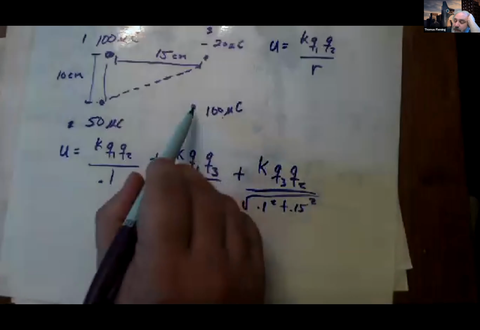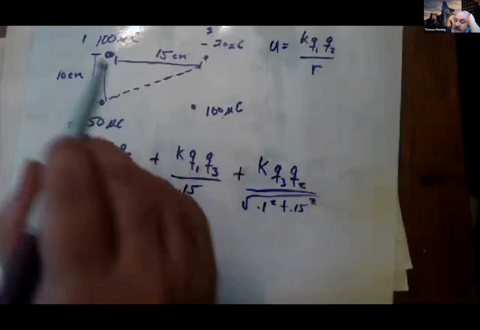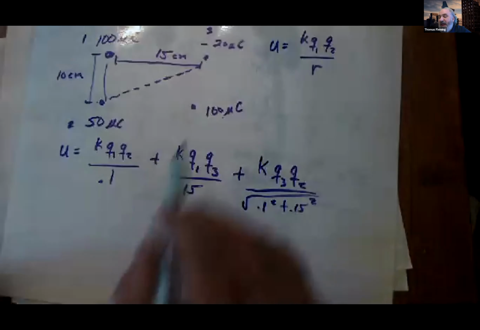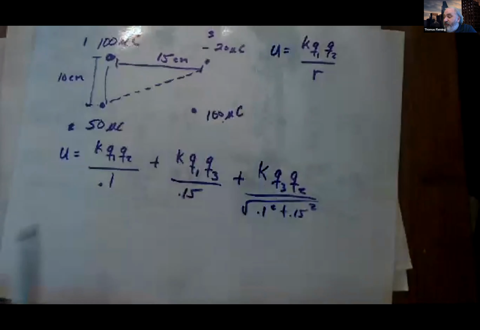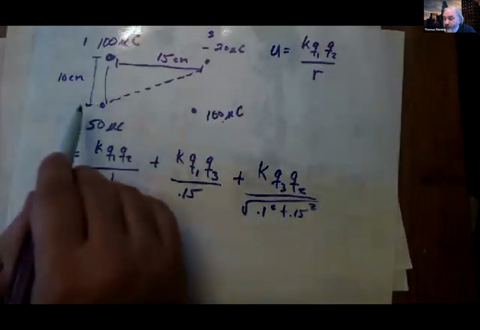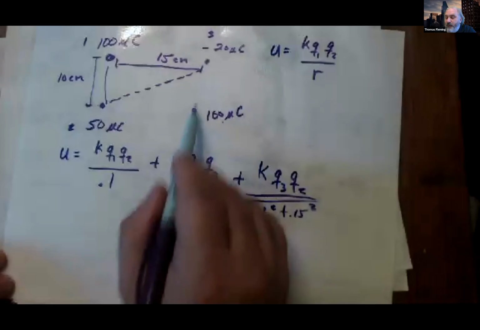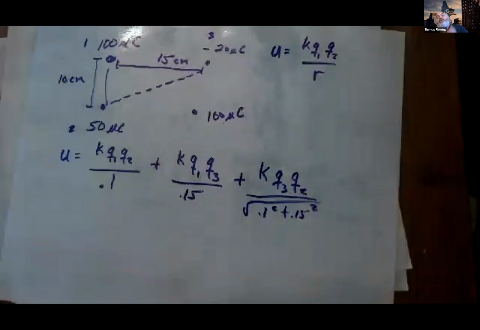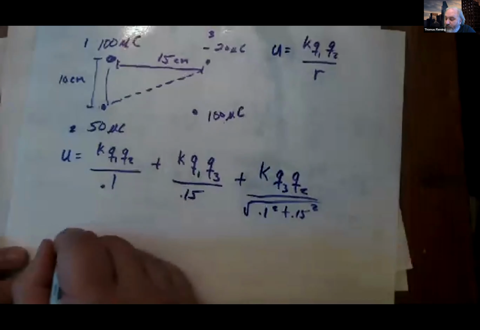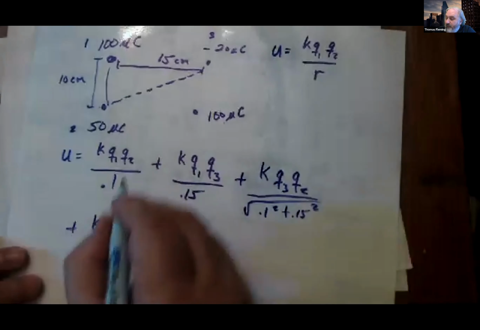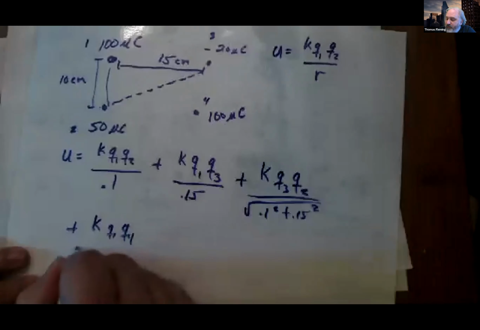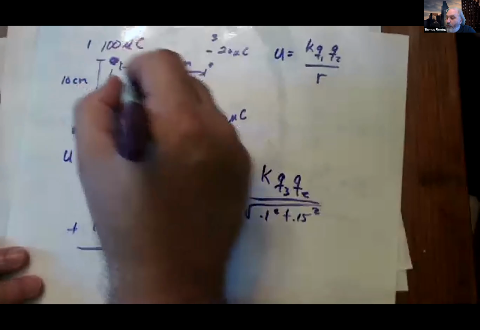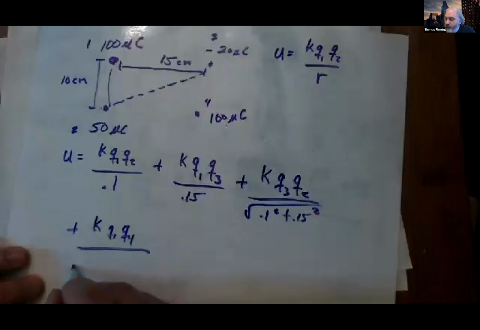Now, this guy, when I bring him in, is going to have to fight each of the previous three. So when I add in the fourth charge, I'm going to end up getting not just one term, but one for him and him, one for him and him, and one for him and him. I'm going to get 3 more terms. So I'd have to add plus K, this is number 4, Q1 Q4 divided by, well, 1 and 4 is this distance apart.